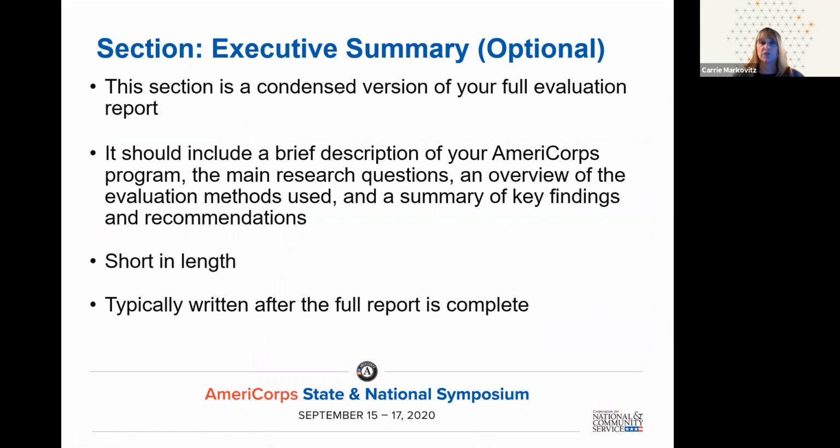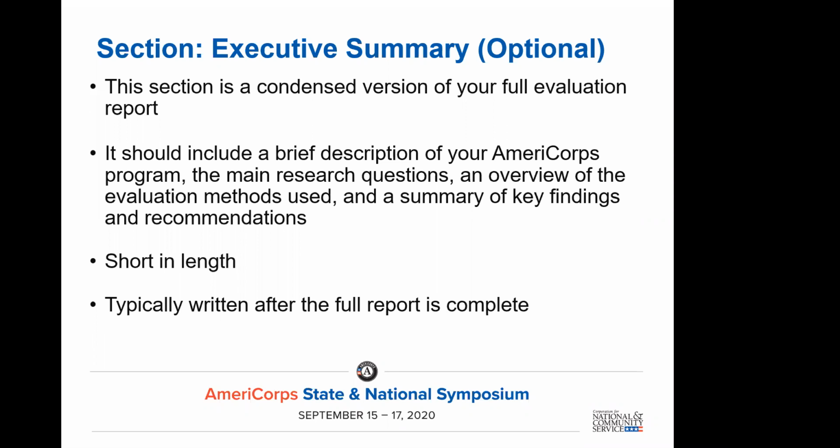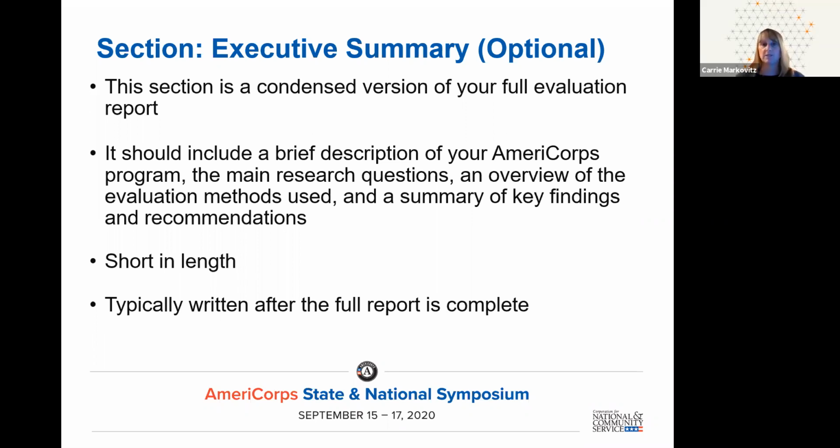So the first section, an executive summary. Now, this is optional, but we do highly recommend that you have one. This section is a condensed version of your full evaluation report. It should include a brief description of your program, the main research questions, an overview of your evaluation methods, and a summary of key findings and recommendations. It's typically short.